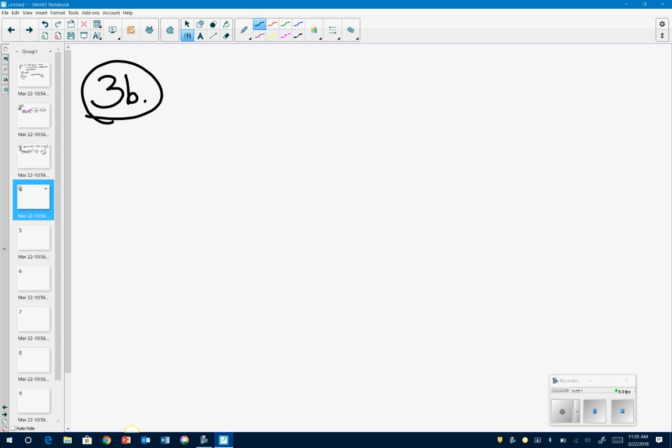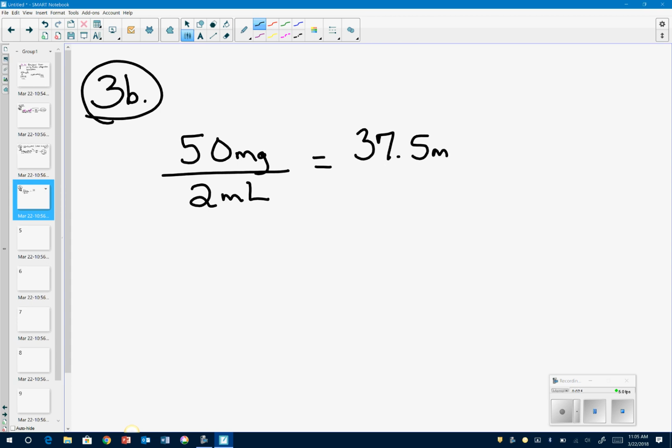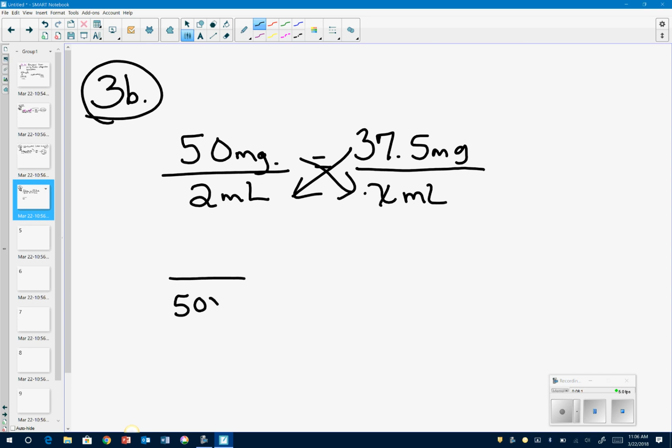Three B. I'm not going to write the problem up here, but of course you need 37.5 milligrams of a medicine. Of course, the stock is 50 milligrams per 2 milliliters. So our stock is going to go on this side, 50 milligrams per 2 milliliters. And you need 37.5 milligrams, and we're trying to determine the number of milliliters required for the 37.5 milligrams. You cross multiply, whatever you multiply the X by goes on the bottom, so it'd be 50X. Then you have 37.5 times 2, which is going to equal 75. You divide that and you come up with 1.5 milliliters.